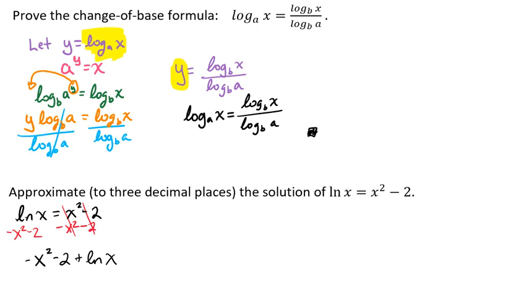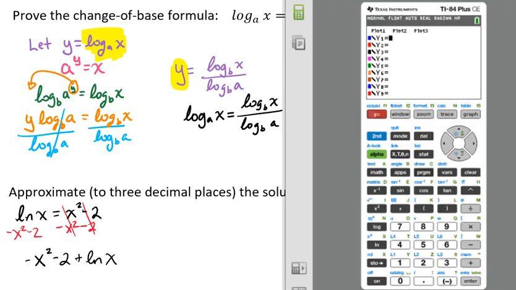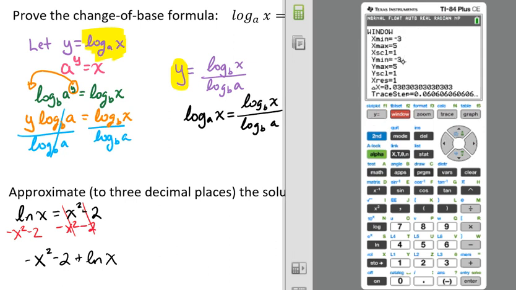So to finish approximating the solution, we're going to need our graphing calculator. So we're going to plug in our equation, negative x squared minus 2 plus the natural log of x. I'm going to check my window from before, and it looks like I'm going from negative 3 to 5 and negative 3 to 5, which might be okay. So we're going to plug it in and check it, and if not, we can adjust our window as needed. If your window says 10 by 10, you might find that you need to zoom in or zoom back out in order to see your solution.